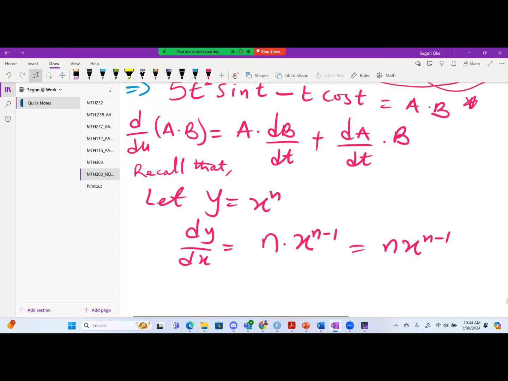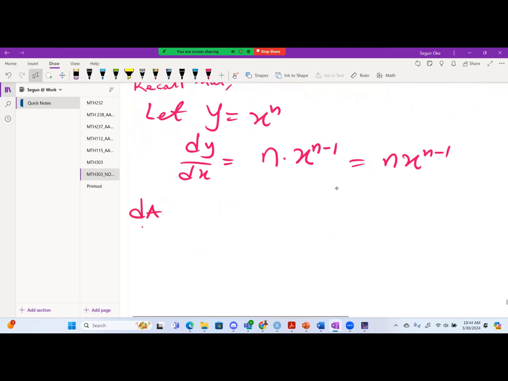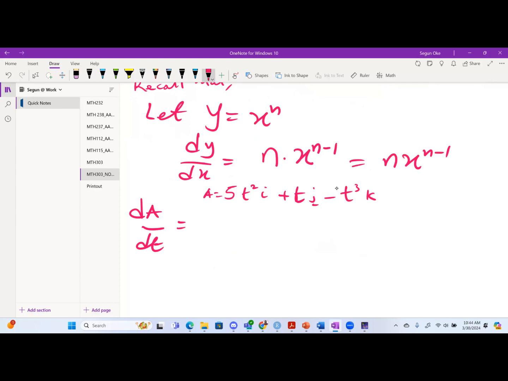So in this case, please remember, when you want to find the dA/dt, we know our A to be A equals 5t squared i plus tj minus t cube k. So differentiate A now, you have it to be what? 2 multiplied by 5 will give you 10t i. If you differentiate t, you get 1, plus 1 multiplied by j. Differentiate this, you have minus 3t squared k. Good. So let's do the same thing to B.